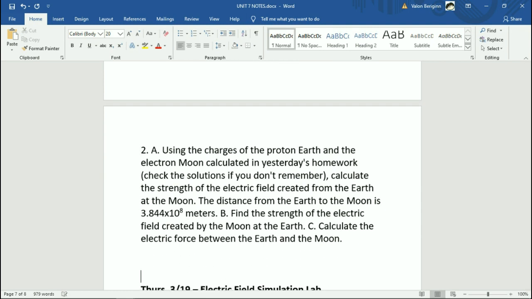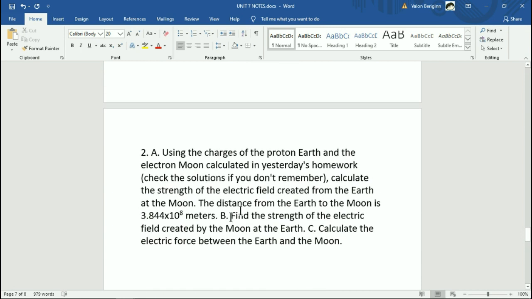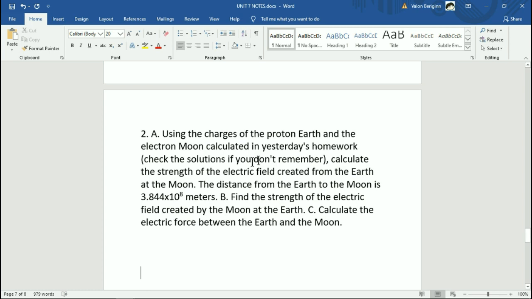So now we have the charges of the proton Earth and the electron Moon calculated from yesterday's stuff. Okay, so the A, what are we doing? Calculate the strength of the electric field created from the Earth at the Moon. So this is going to be the field created by the Earth. Let me label this as part A.